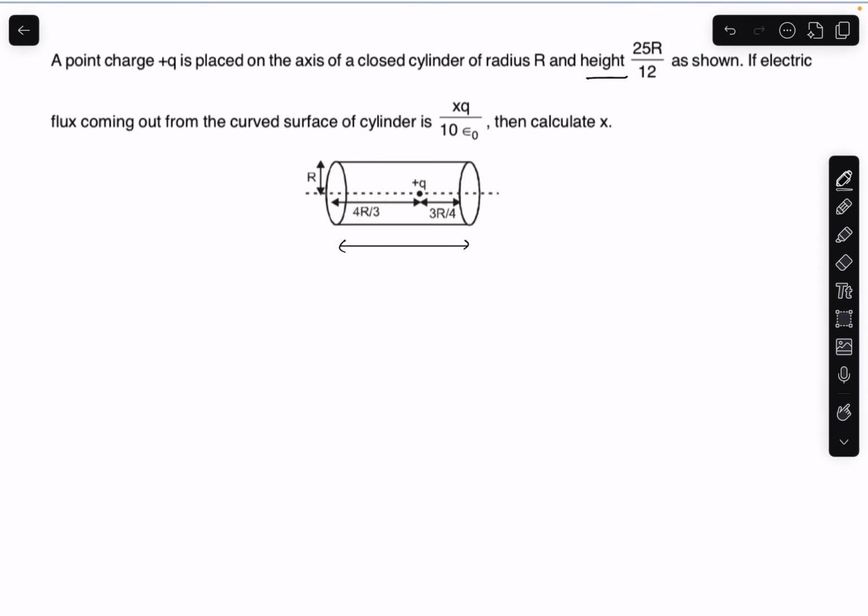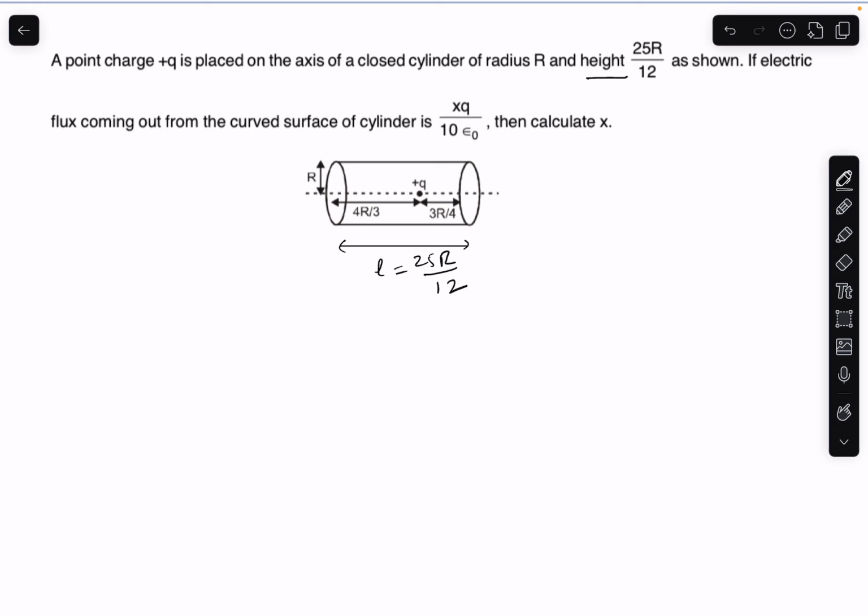Hello everyone. This is a problem involving flux calculation using the concept of solid angle. A point charge +Q is placed on the axis of a closed cylinder of radius r and length 25r/12. If the electric flux coming out from the curved surface of the cylinder is x times Q/10ε₀, we have to find the value of x.